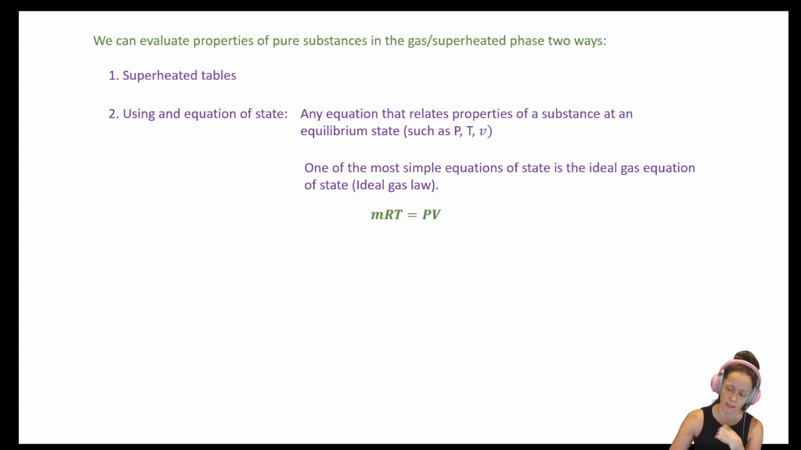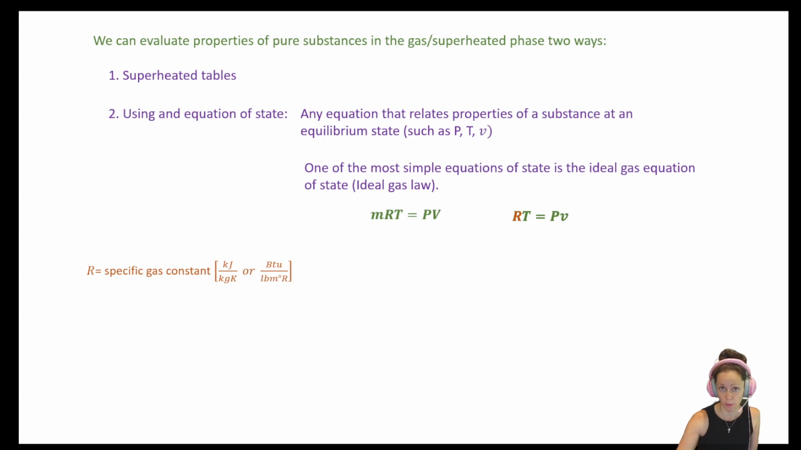So this is your ideal gas law, and let's look at each of those little things. So m is mass, R is your specific gas constant, T is temperature, P is pressure, V is volume, and you can also divide through by mass and get things in terms of specific volume if you like. That specific gas constant is specific to whatever gas that you're talking about. And its units are kilojoules per kilogram K or BTU per pound mass degree Rankine. It is calculated based upon the universal gas constant and that gas's molar mass.